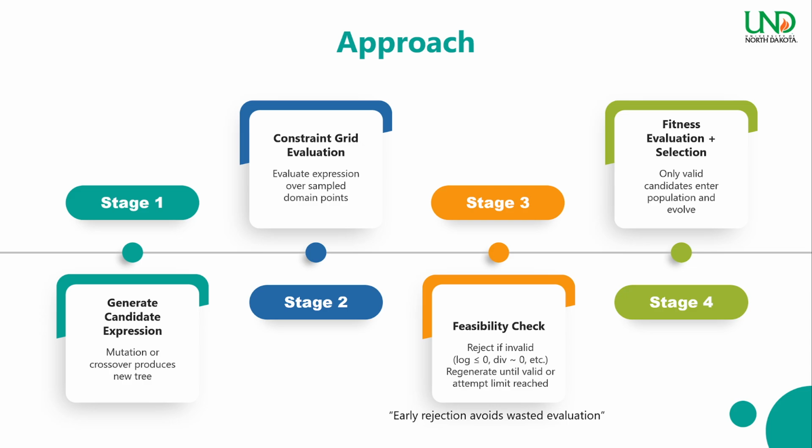After that, in stage 4, we do the full fitness evaluation and then allow the candidate to enter the population. The real challenge here is inserting the feasibility filter before the evaluation. Everything else in the genetic programming pipeline is exactly the same.